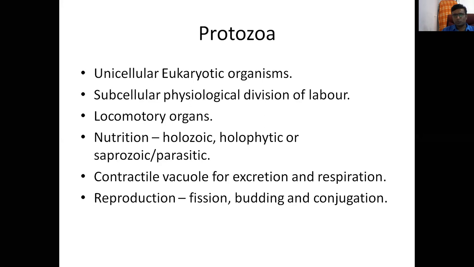So there are few points to be revised regarding the protozoans. You can see that they are unicellular eukaryotic organisms, right? So regarding the karyon, we all have an idea. Karyon means nucleus. So in case of some organisms, the nucleus or the genetic material that is present at the center will not be bound by a nuclear membrane.